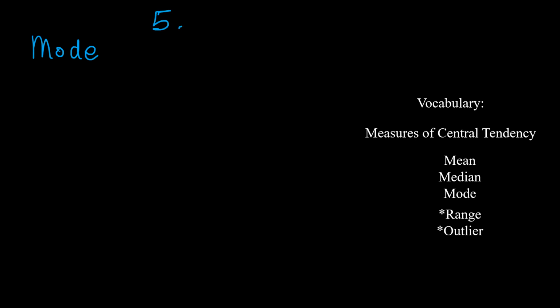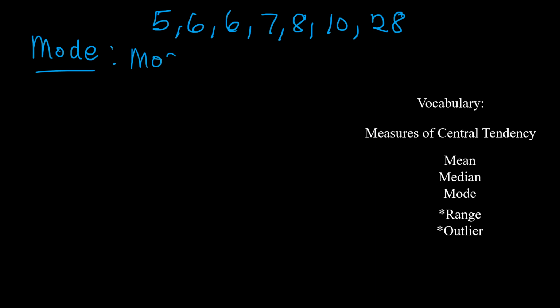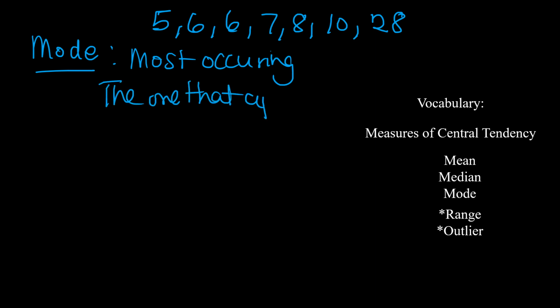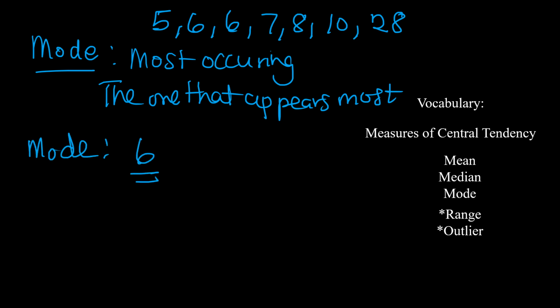All right. Our mode. Our data again is 5, 6, 6, 7, 8, 10, and 28. And our mode, this is the easiest measure, it's most occurring, okay? So it's the one that you see the most, the one that appears the most. So in this case, do you have any guess as to what the mode is? All right, if you thought 6, you are correct. 6 appears twice. Everything else appears one time, so there's one mode and it's 6.